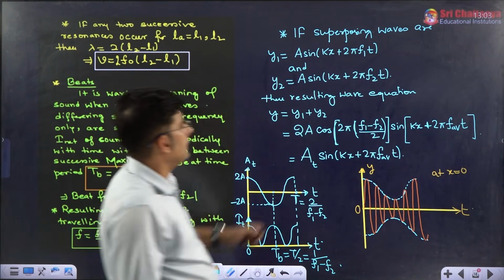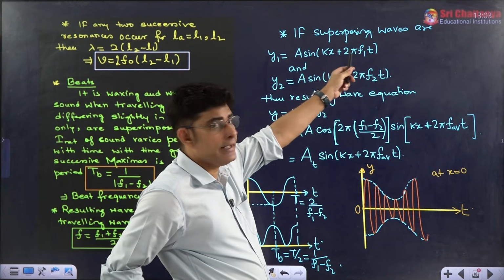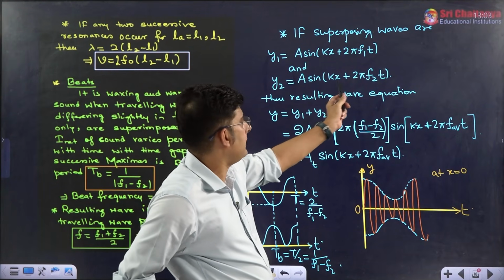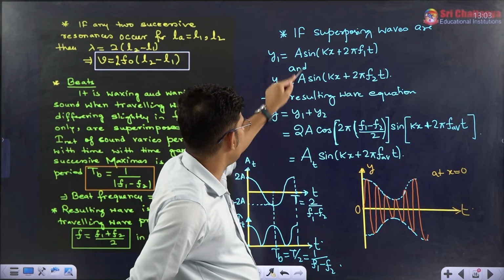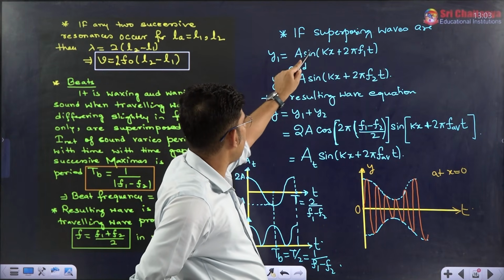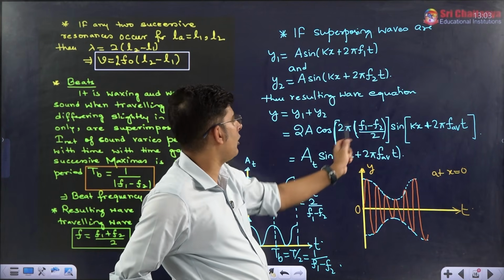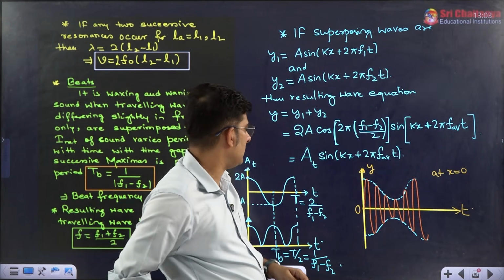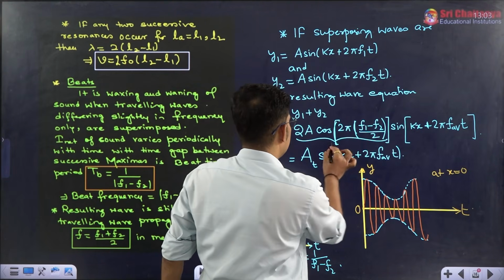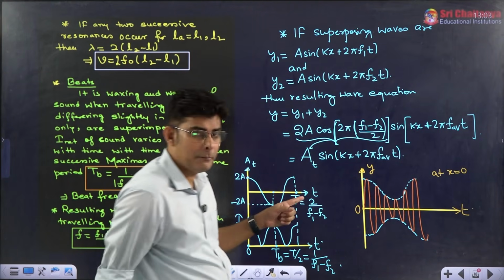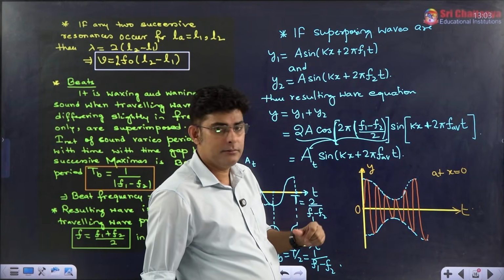You can see that the superposition of the waves taken is A sin(kx plus 2 pi F1 t) and A sin(kx plus 2 pi F2 t). When we take the resulting wave equation, you will add both. So you get sin A plus sin B, which is 2 sin((A plus B) by 2) cos((A minus B) by 2). You can see the terms here. This whole part is the amplitude part, which is time varying amplitude. And the amplitude is varying with this frequency.